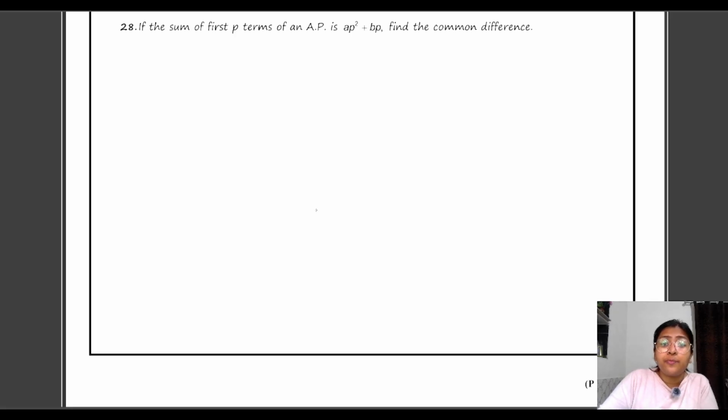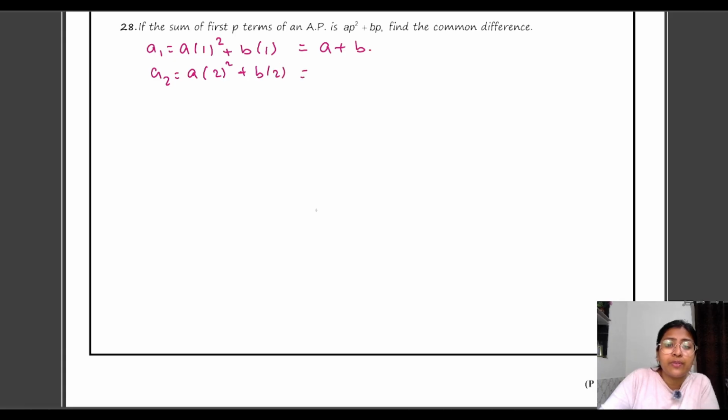If the sum of p terms is given, we need to find the common difference. For the common difference we can find the first term and the second term and do the subtraction. The first term will be a into 1 square plus b into 1, so it will be a plus b. What will be the second term? The second term will be a into 2 square plus b into 2, so it will be 4a plus 2b.